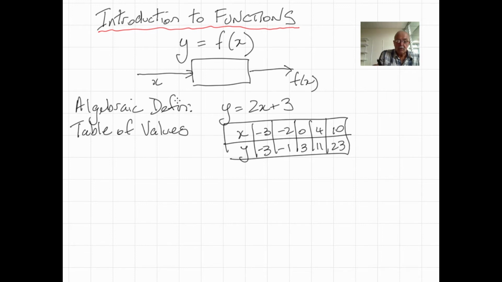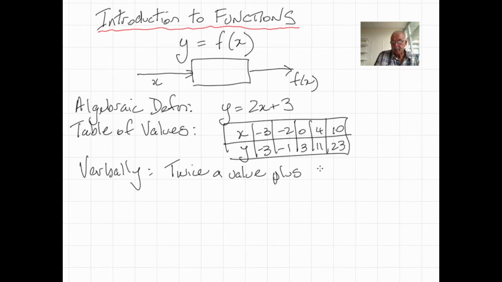We could describe the function verbally, and verbally we're saying twice a value plus 3. So written in words, this function can be written as twice a value plus 3. So 2 times the value plus 3, and out would come the different values.